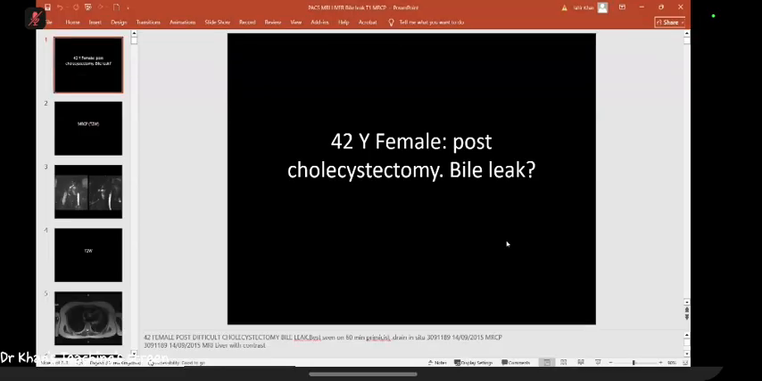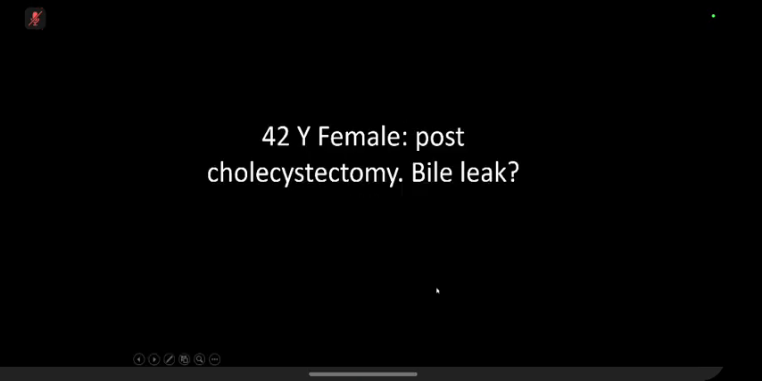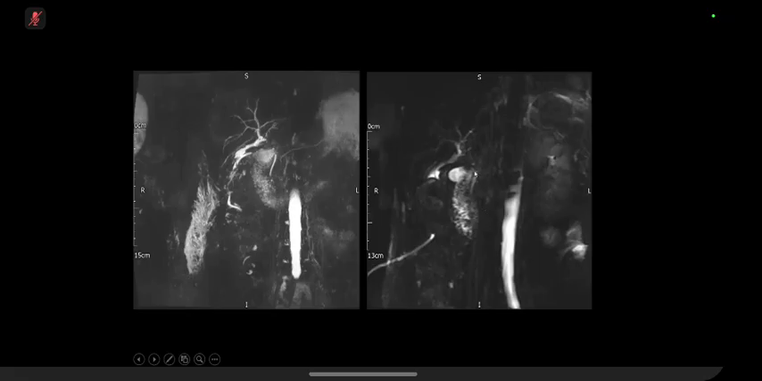So this patient was post cholecystectomy. On T2 weighted, one can argue this part of the biliary system, the common hepatic duct, is not very well seen, but there was also what we call a drain here, and there is some fluid here, but you are not sure whether.